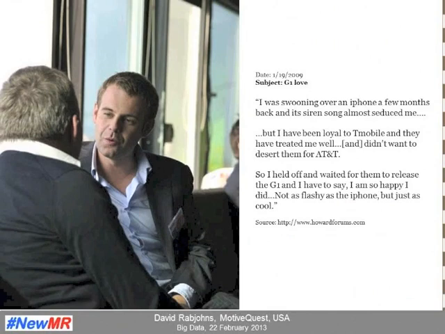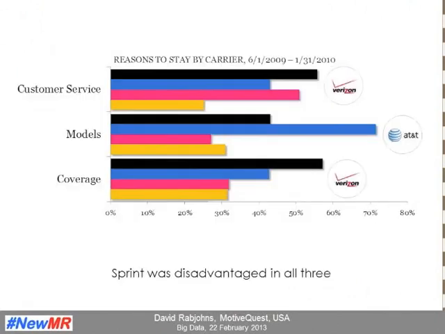So this person at T-Mobile was talking about how they were swooning over an iPhone and wanted to buy one, but they've had a good relationship with T-Mobile. They've treated them well. And so they're going to wait and hold off for the G1. And when they did wait for the G1, they were happy they did. So not only is advocacy a reason to choose and recommend, it's a reason to stick around.